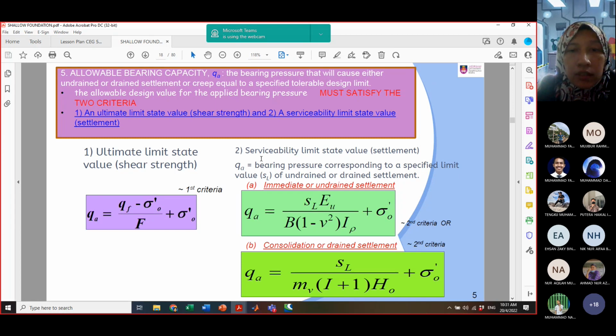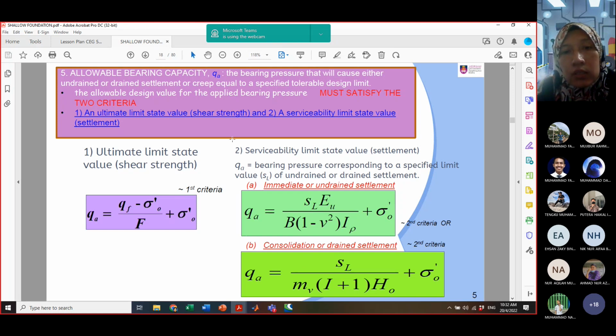For the second criterion, to calculate the allowable bearing capacity we must satisfy the serviceability limit state value, or the settlement. This is the calculation for immediate or undrained settlement. The allowable, or what we call the safe bearing pressure, is SL times Eu over B times (1 minus Poisson ratio squared) times the influence factor, plus the overburden pressure. Or you have the effect of consolidation settlement, which we call drained settlement. So this is the formula.